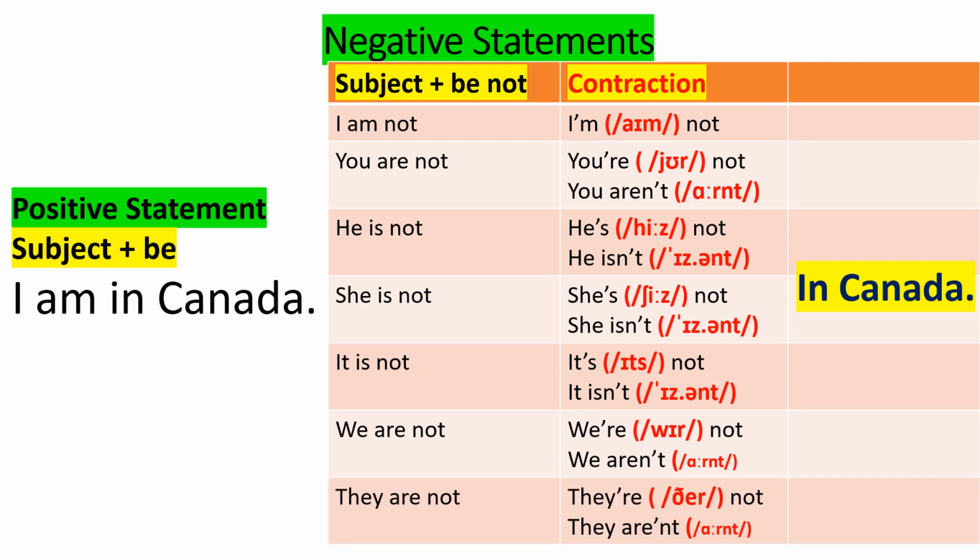They are not in Canada and we contract it like that. They're not in Canada or they aren't in Canada. I hope you understand the contractions. They're important because to speak fluently, it's very important that you use contractions.